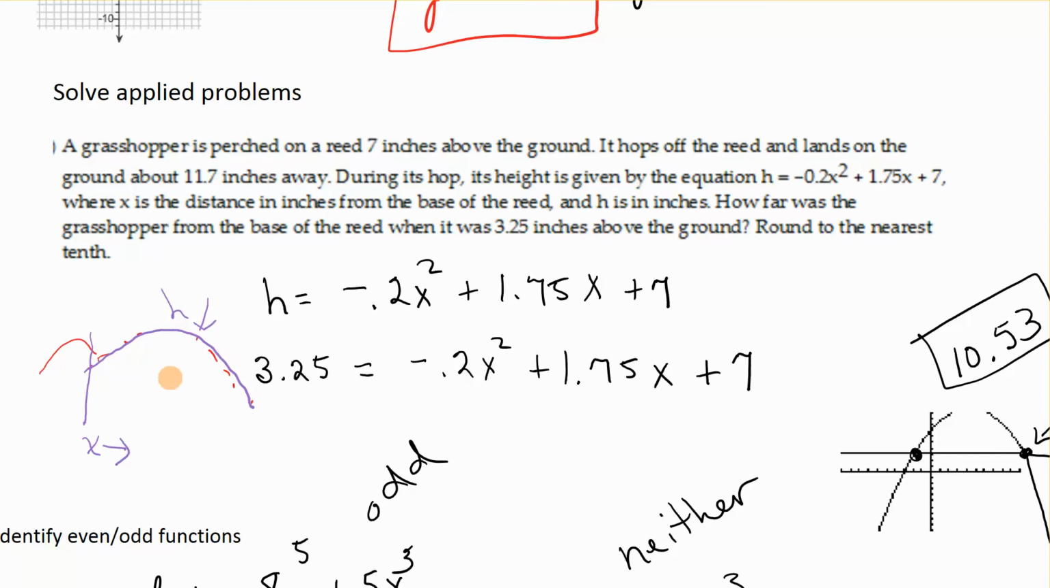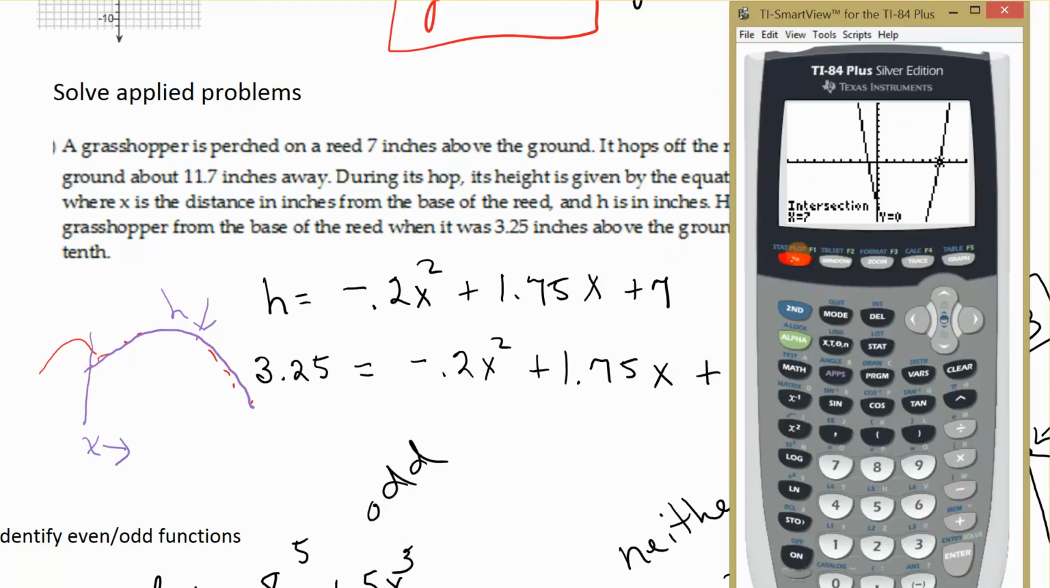All right? And it should make sense that at so many inches you're at this height, at so many inches you're at this height, somewhere you're at the highest point, and eventually you're back on the ground. It says, how far was the grasshopper from the base of the reed when it was 3.25 inches above the ground? So that means we want to substitute 3.25 here for h, and we're solving for x. We can do that in the calculator pretty easily.